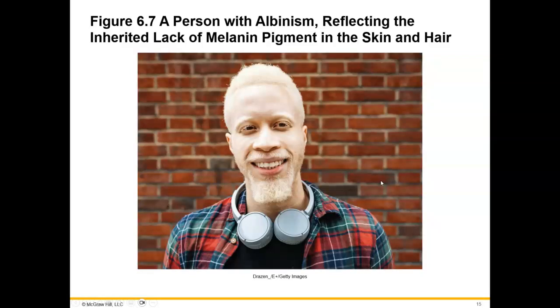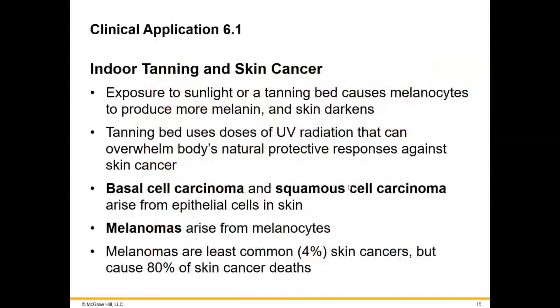Okay, this person has albinism. Again, it's an inherited lack of melanin pigment in skin and hair. Some clinical application: indoor tanning and skin cancer.